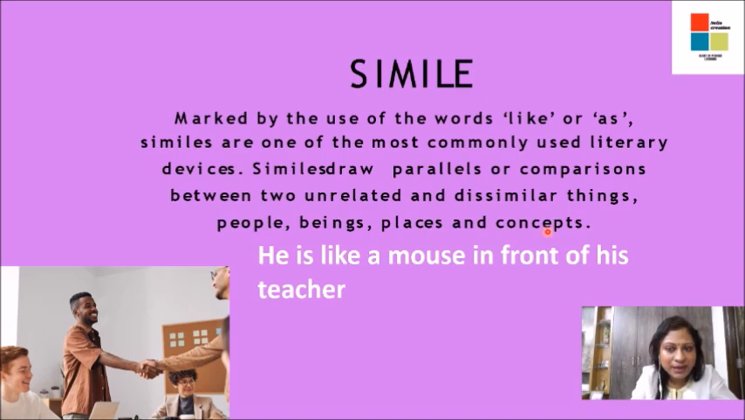But then if there's a comparison between two different things, what is the comparison all about? Let me tell you how it works. Take a look at this sentence. He is like a mouse in front of his teacher. Well, does that mean that he looks like a mouse, or he has transformed into a mouse? No, not at all. Here there is absolutely no similarity between the person and the mouse, because they are two extreme things. But there is one common quality between these two things.